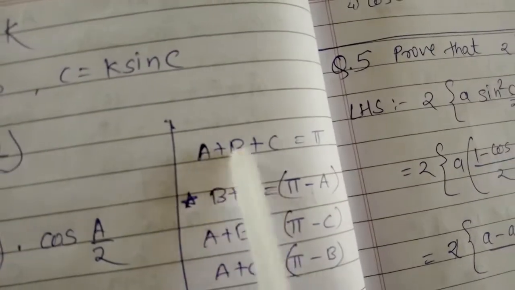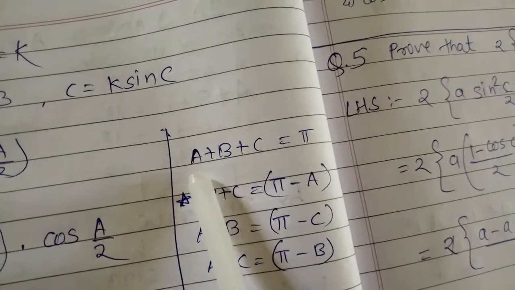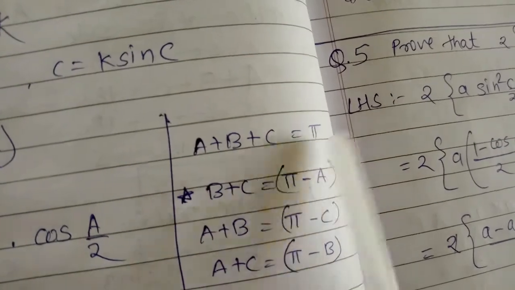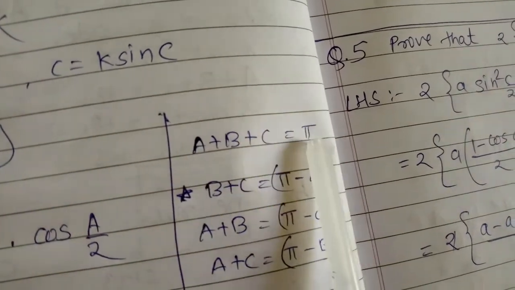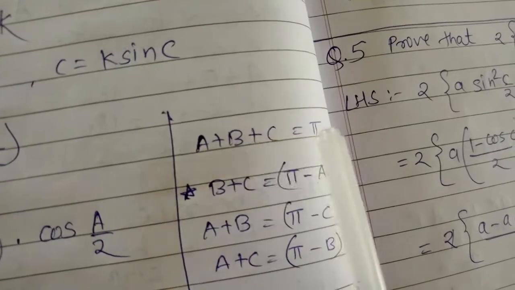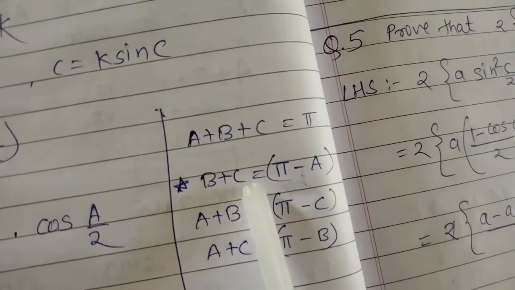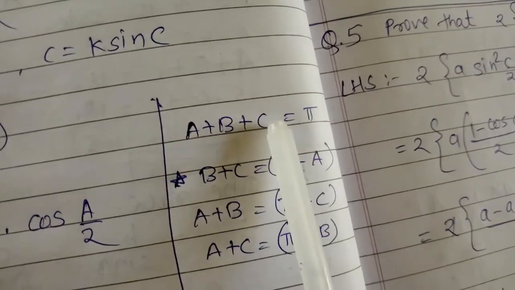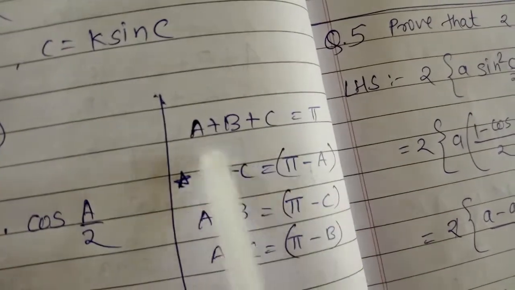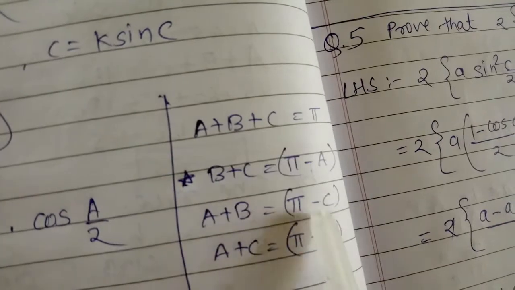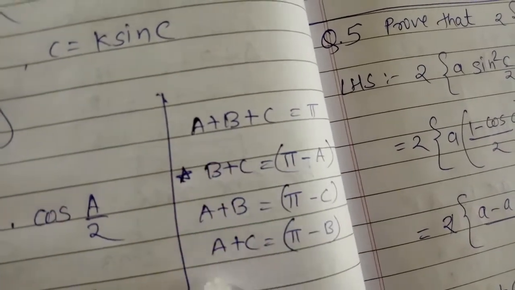Now see here, you know that the sum of measure of all angles of the triangle is 180, so we denote it by pi. So A plus B plus C is equals to pi, means the sum of the angles of a triangle is 180. If we find out the value of B plus C, we get it pi minus A. For A plus B, it is pi minus C. And for A plus C, it is pi minus B. So you have to keep in mind this one.